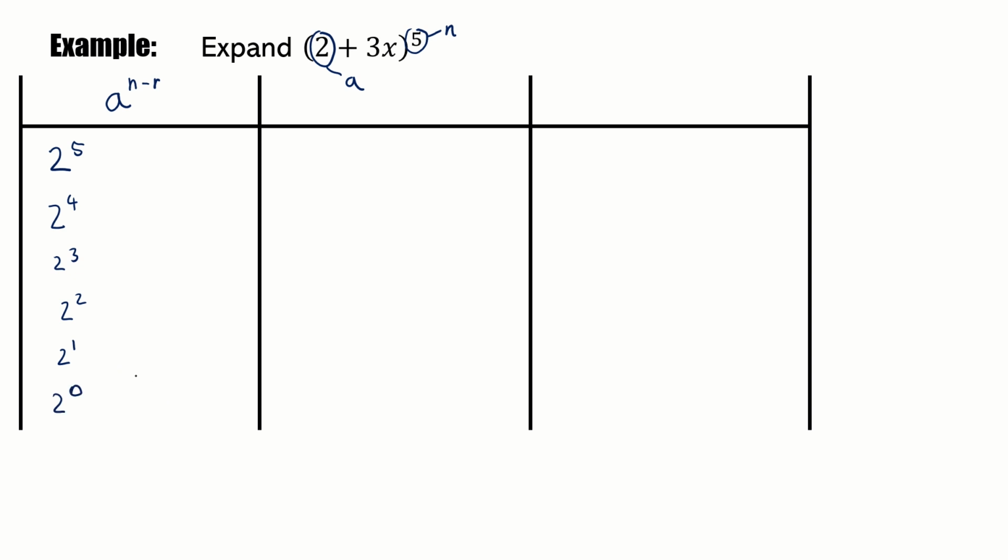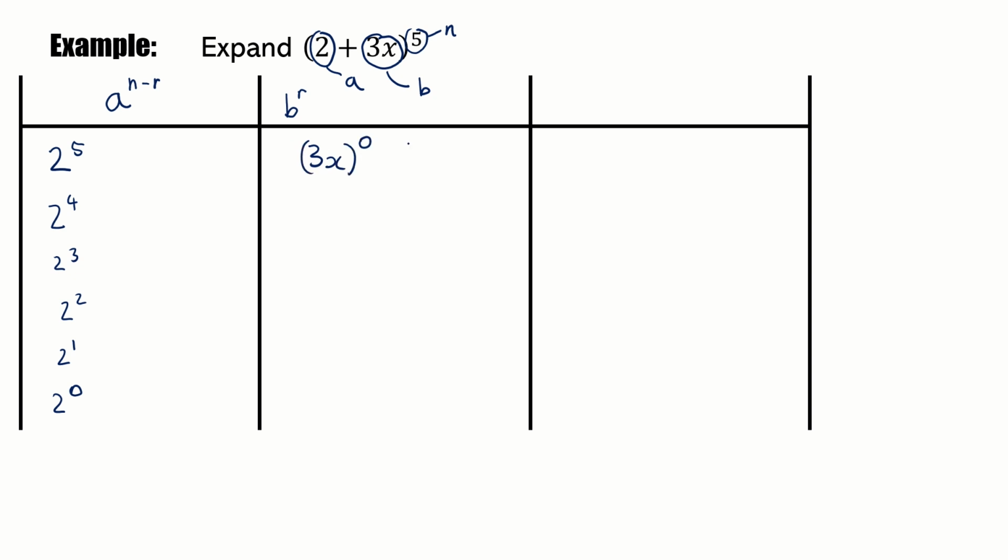Once you get to that thing to the power of 0, that's when you know you're done with dealing with that thing. And then at the same time, we've also got powers being applied to the other thing inside the brackets, which I'm going to call my b. Now, the b is always being taken to technically the power of r. But in more simple terms, as the a term started at the maximum power, the b term has to start at the minimum power, which would be 0. So I'm going to start by taking 3x to the power of 0.